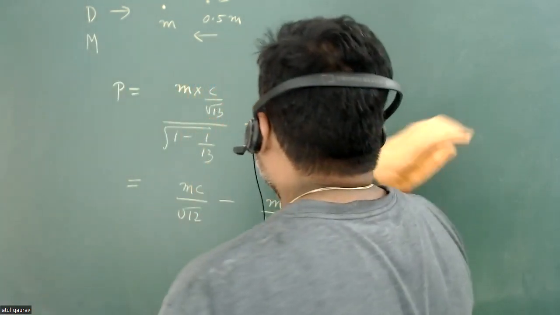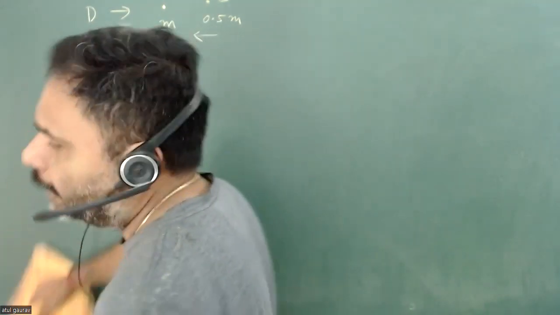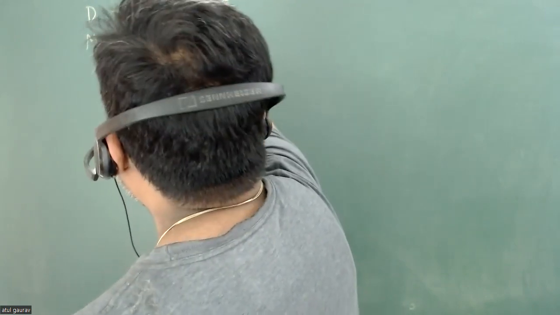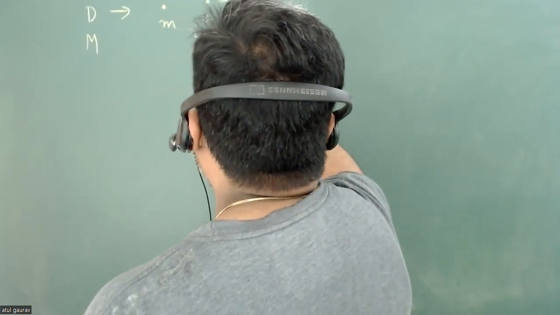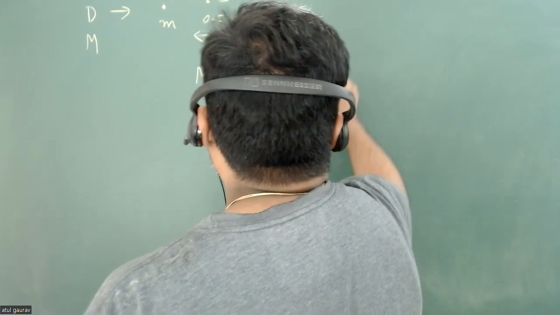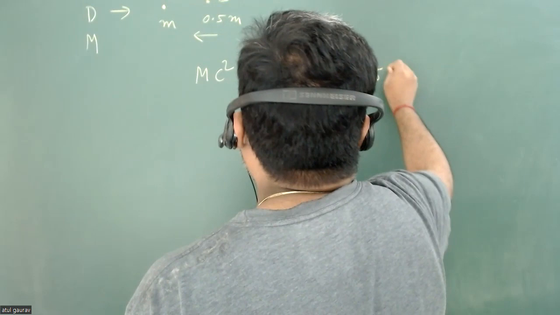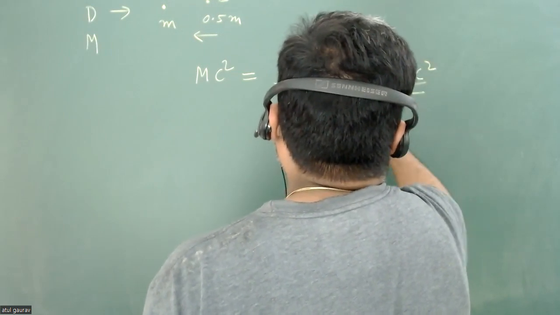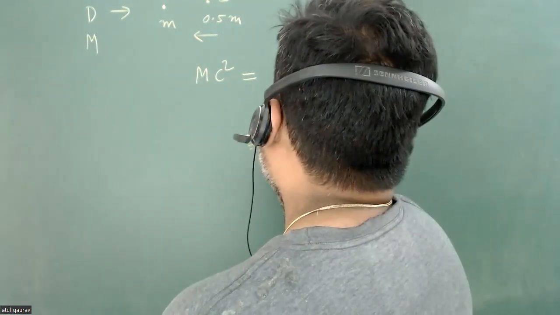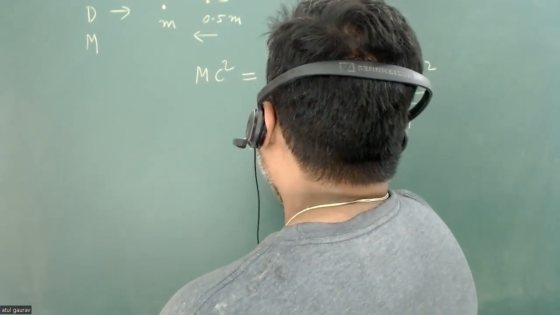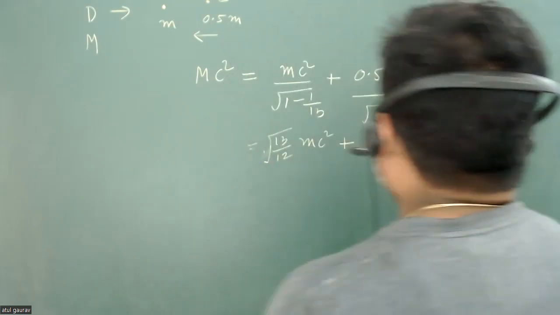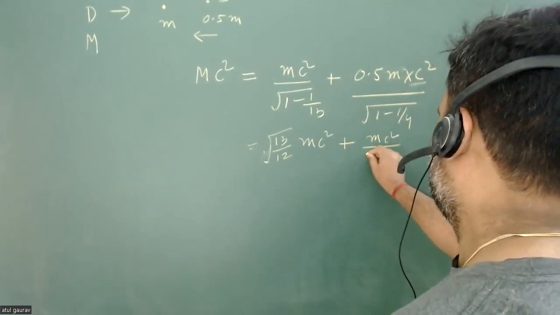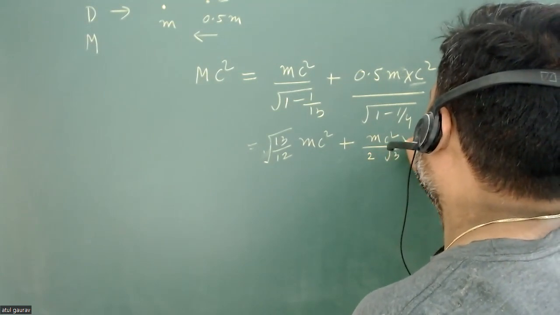Now we go for conservation of energy. The initial energy is nothing but the rest mass energy of the detector, which is Mc square, and that is equal to the relativistic energy of the first particle, m c square upon root under 1 minus 1 upon 13, plus 0.5 m c square upon root under 1 minus 1 upon 4.